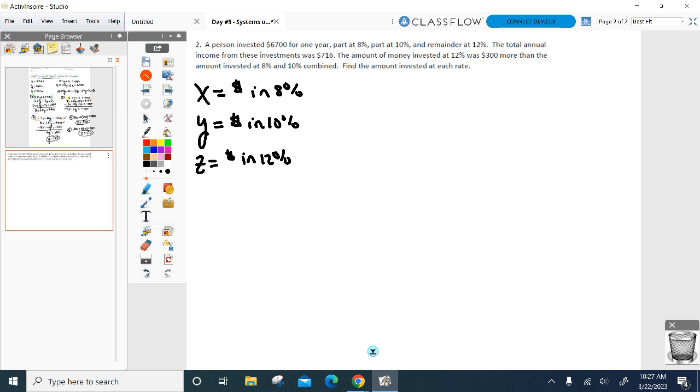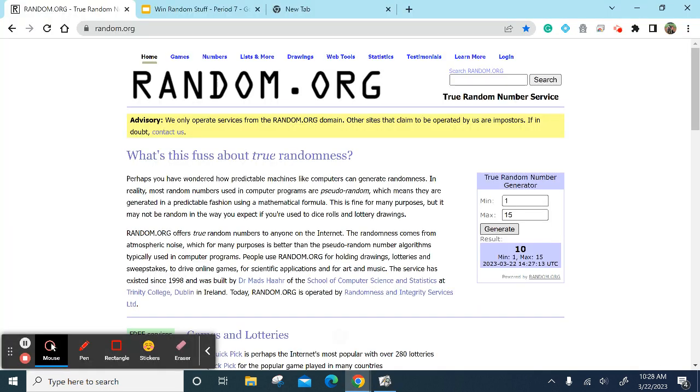Good deal. All right, you guys ready? We put $6,700 total in. So I don't care about the percents here. $6,700 went into everything. Just like we sold a total of 400 tickets last problem, now we're putting in a total of 6,700. So thoughts on that first equation with the 6,700?